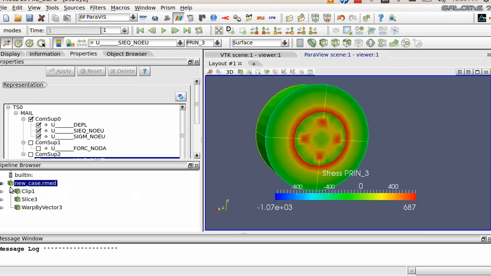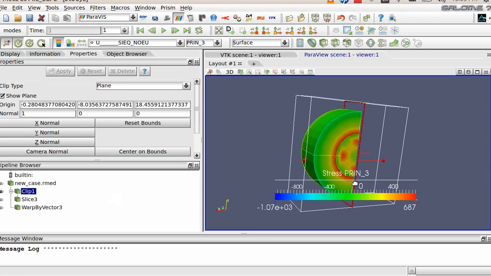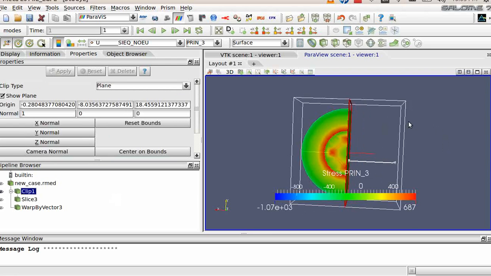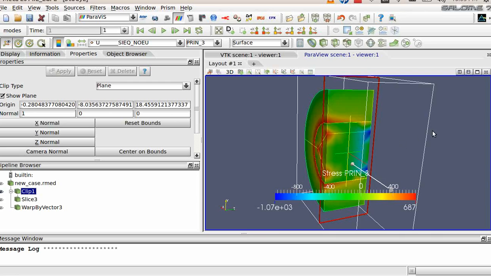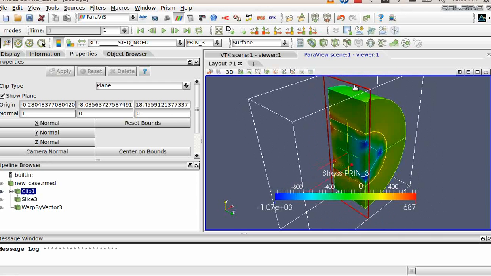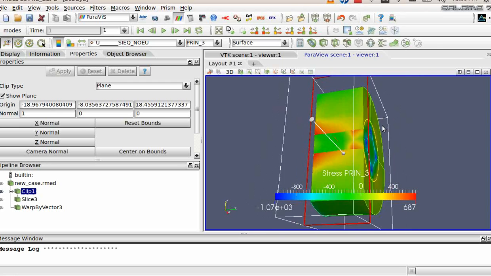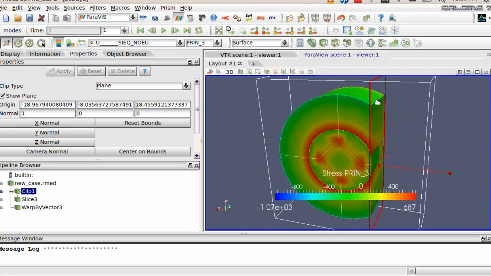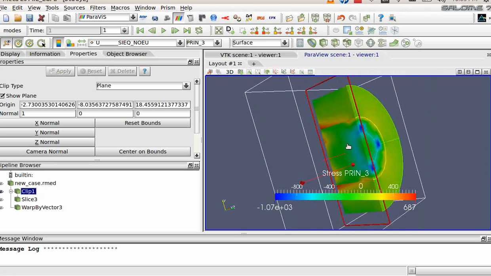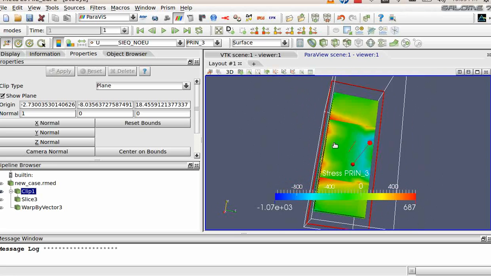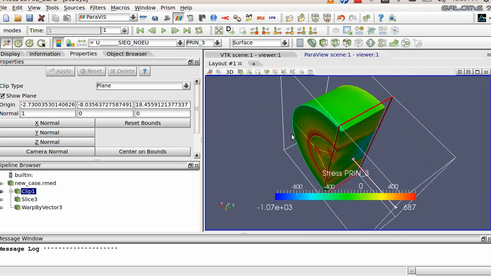We can also have a clipping. This is a clipping. We can go in detail inside and see what are the stresses. I can also move this clipping. As the clipping moves, we can see the various stresses involved. This is a very interesting feature. This allows you to actually post-process in great detail. It allows you to reach various zones.